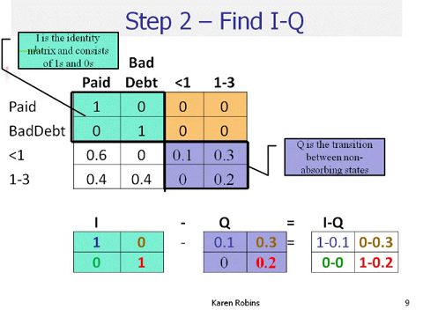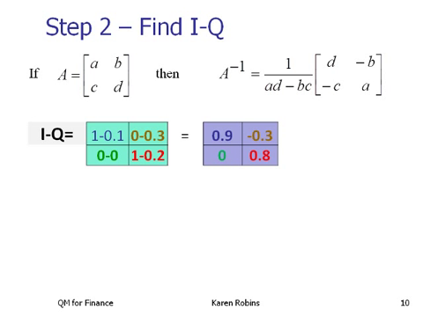So 1 minus 0.1, 0 minus 0.3, 0 minus 0, and 1 minus 0.2. We're now going to calculate the values for each cell. So 1 minus 0.1 is 0.9, 0 minus 0.3 is minus 0.3, 0 minus 0 is 0, and 1 minus 0.2 is 0.8. Well, why are we doing this?